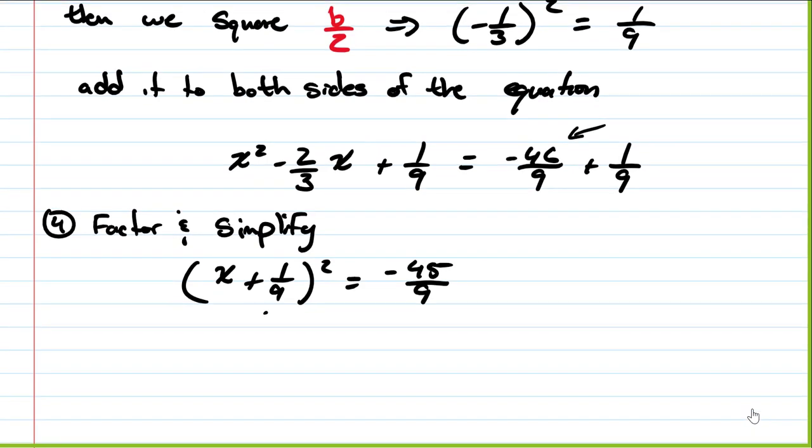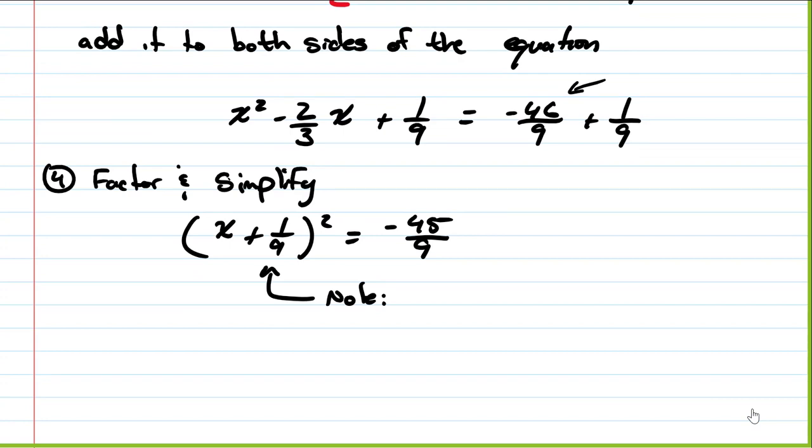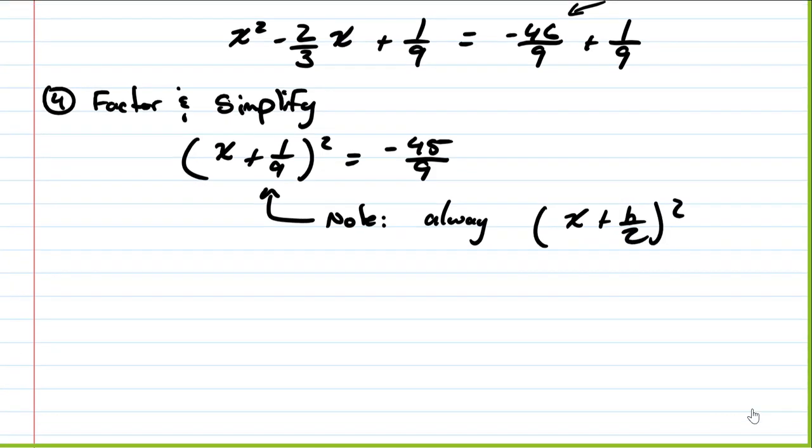And as I mentioned, we should note that this is always x plus b over 2 squared. So then we simplify that up and we get x plus 1/9 squared is equal to, and 9 goes into 45 5 times, so we get negative 5.